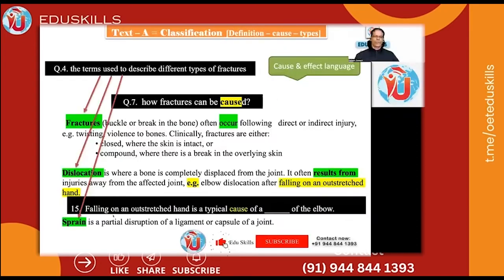The 15th question: falling on an outstretched hand is a typical cause of a dash of the elbow. Here it is: falling on an outstretched hand. This is a typical cause of, what is the answer? Dislocation. Don't write elbow dislocation, because elbow is an example given for dislocation. So don't use that particular limb.